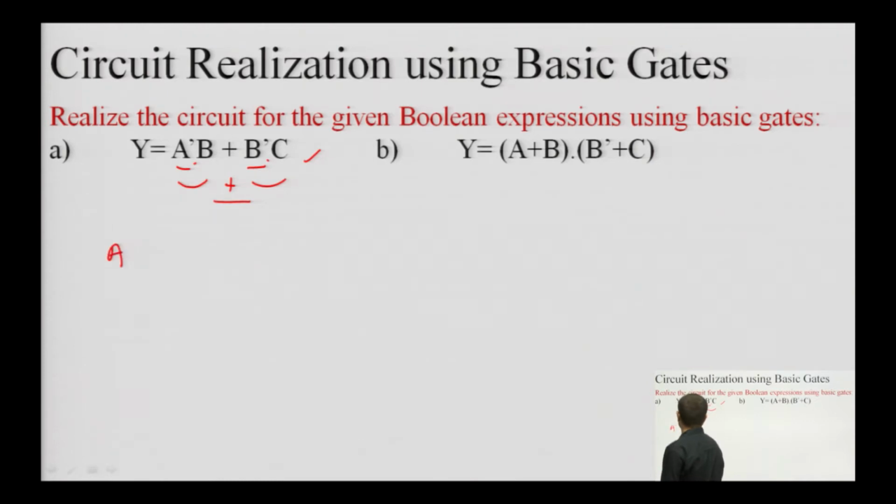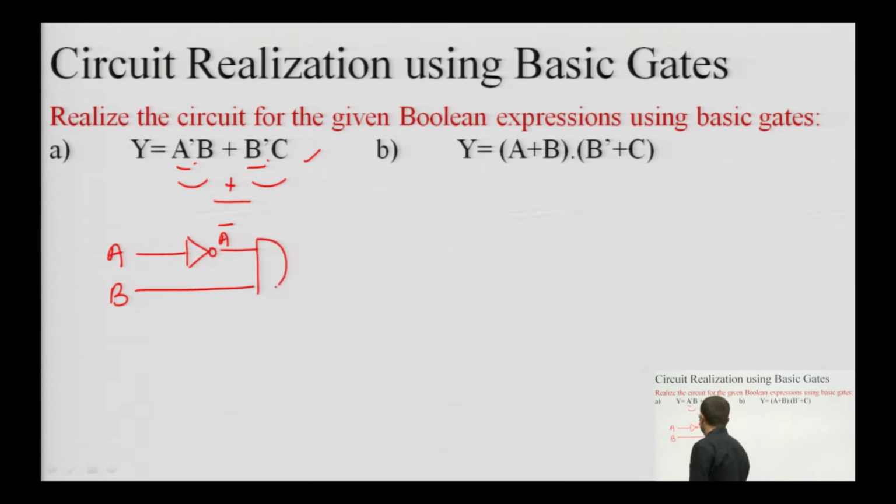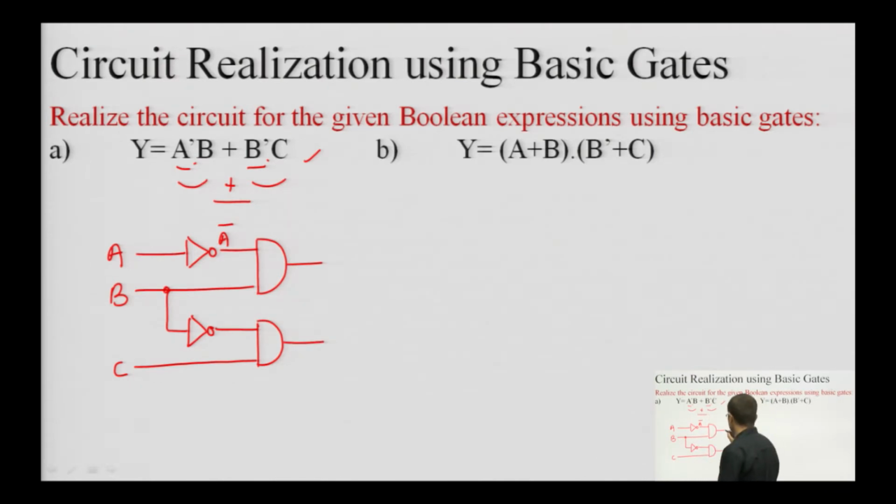A is there, which will be complemented to generate A bar, then B is there, this prepares my first product. Similarly, the second product is B bar C. So, this B can be taken from here only, this generates B bar and this has to be multiplied with C. So, both the products are ready and they have to be just added together with the help of an OR gate. So, this is a simple realization of this expression.